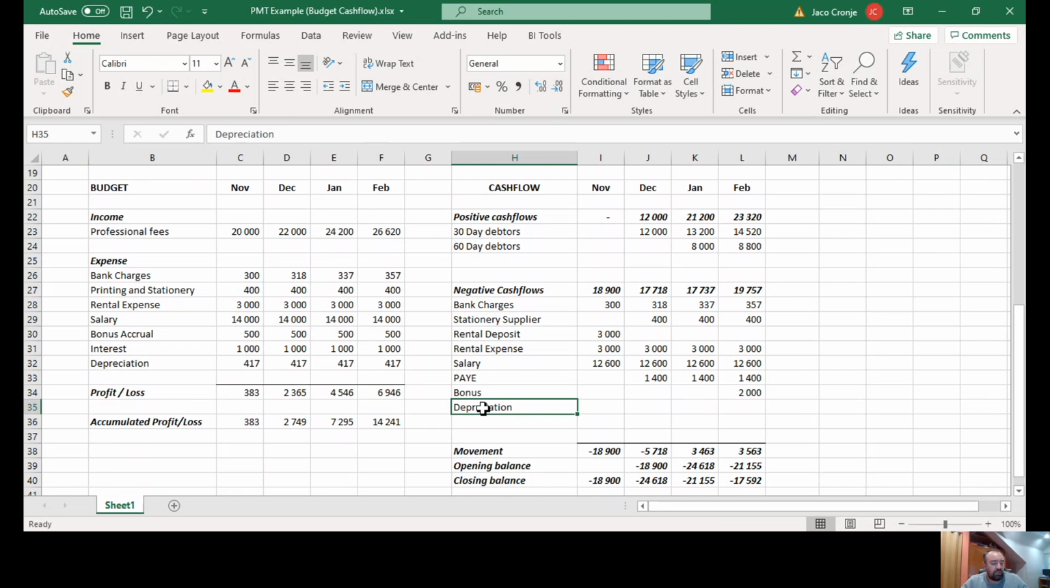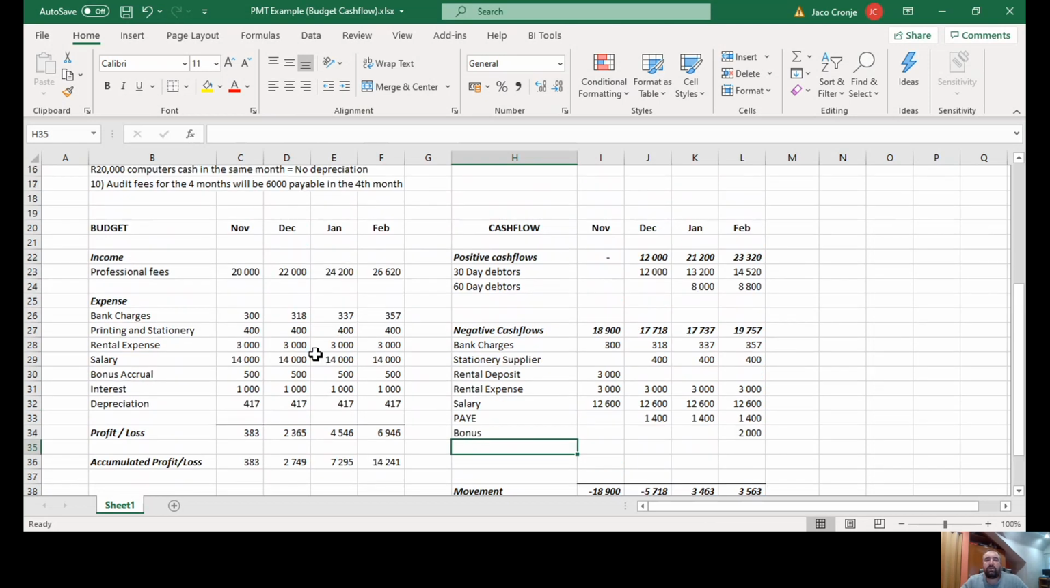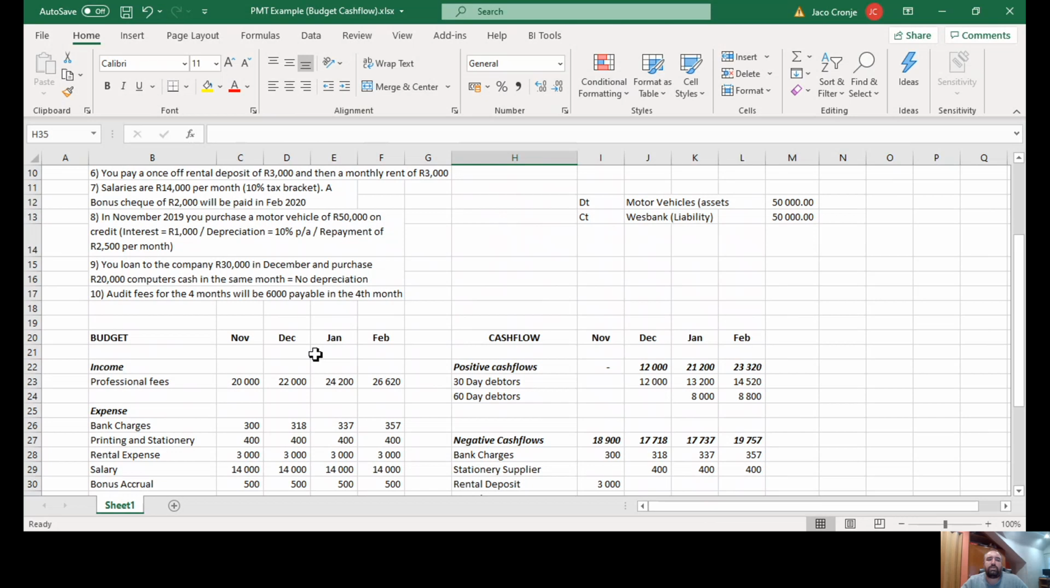Now, does depreciation reflect on my cash flow? Think about it. If your vehicle loses value every month, do you go to the bank and pay them funds for that value and tell them how the vehicle loses value? You don't. It loses value and you lose value, but it's not a cash transaction. That loss of value doesn't go through your bank account. So on a cash flow level, we're not going to account for depreciation.